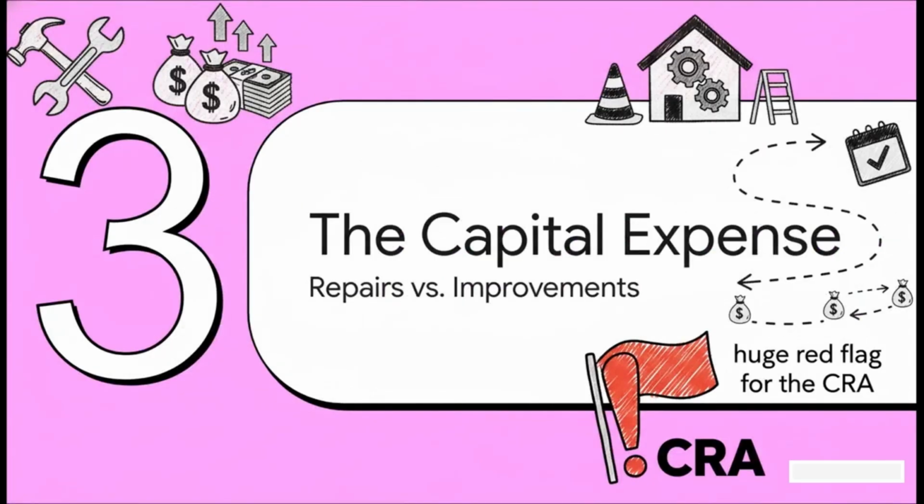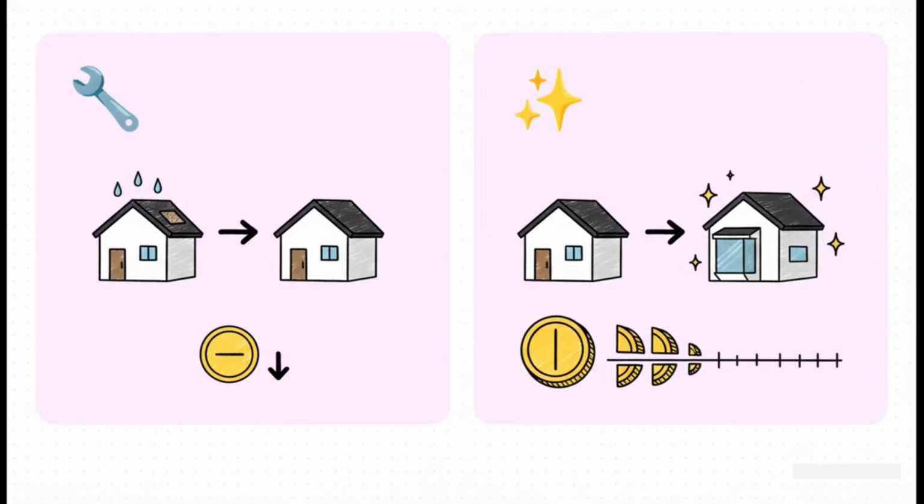Okay, let's move on to something that trips up almost every new landlord. You spend money on your property, but is it a repair that you can deduct this year, or is it an improvement that you have to deduct over time? Getting this wrong is another one of those big red flags for the CRA. Here's the easiest way to think about it. Just ask yourself one question. Did this expense restore the property, or did it improve it?